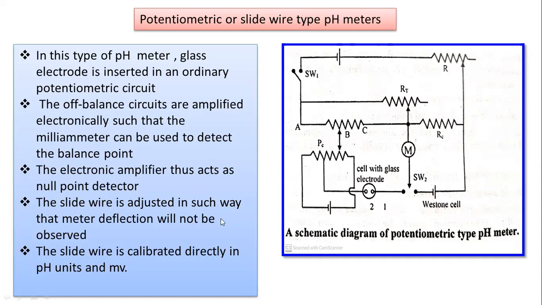The slide wire is adjusted in such a way that the meter deflection is not observed. The slide wire is calibrated directly into pH units. Whenever there is a signal, the slide wire is calibrated and that is converted into pH units and millivolts. That will be calculated potentiometrically and we will see the pH reading on the instrument. So this is a kind of complex process to determine the pH with the help of potentiometric or slide wire type pH meters.